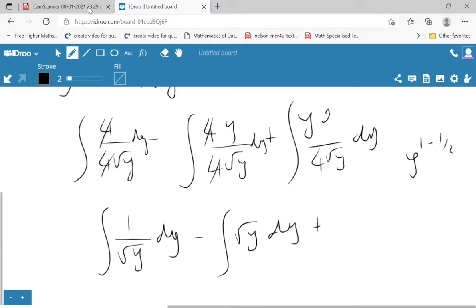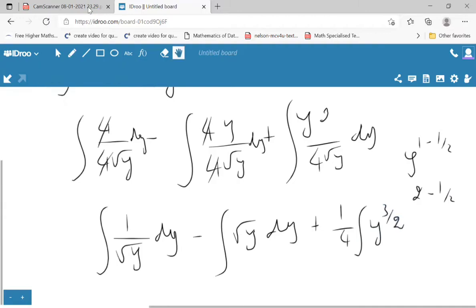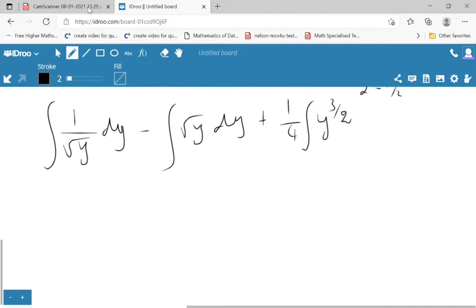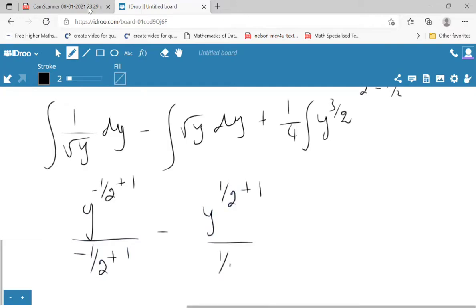And here this can be written as 1 by 4 integration of 2 minus half. 2 minus half will give you y to the power of 3 by 2. Now we can integrate separately. So we can write this as y to the power of minus half, so y to the power of minus half plus 1 by minus half plus 1. And this will now become y to the power of half plus 1 by half plus 1. And this will now become 1 by 4 into y to the power of 3 by 2 plus 1 by 3 by 2 plus 1.